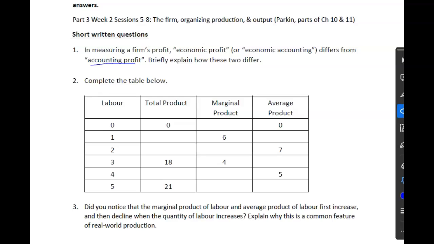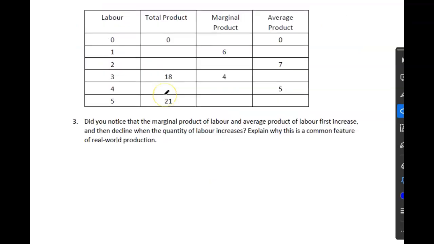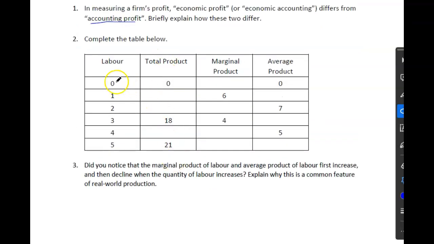So your explicit costs are like your rent, your products, okay? Implicit costs are opportunity costs. So for economic profit, you include the implicit cost, which is your opportunity cost. But for accounting profit, you don't. Now to complete this table, let's see it now.